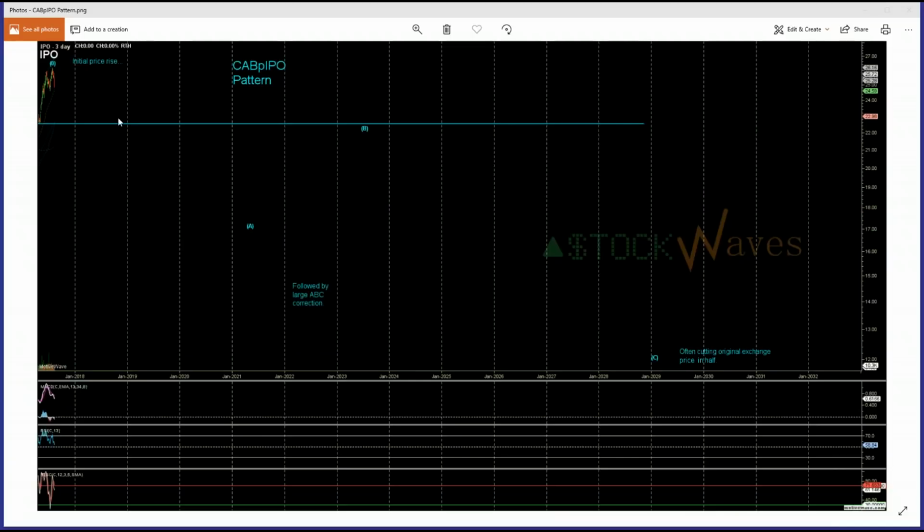The other thing that's worth noticing is that after that initial move down that comes under that line where it started trading on the exchange, the B wave will sometimes come up either back over it or at least tease with that line a little bit before the C wave comes down. So that's the gist of the pattern. And now what we want to look at is going through and reviewing some of the more recent IPOs.